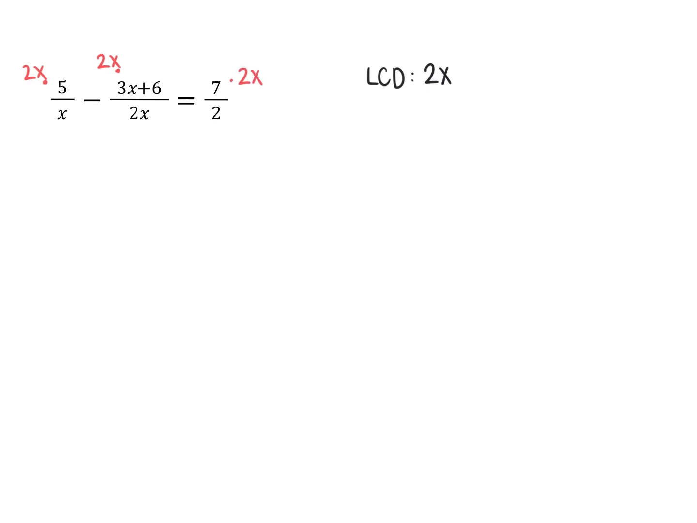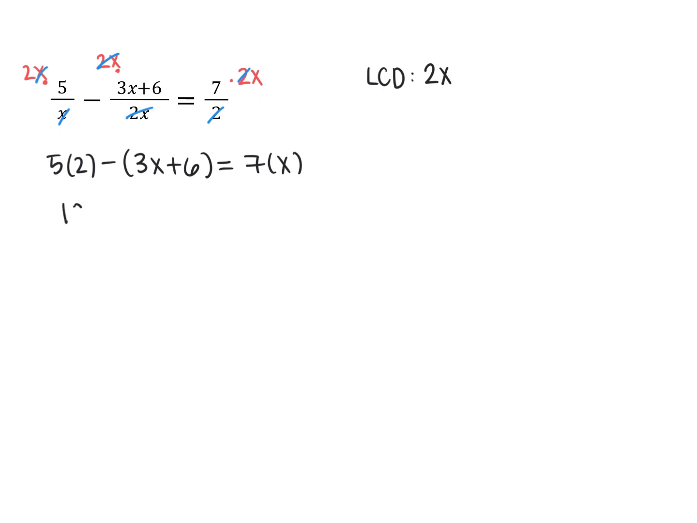And in my first fraction, the x's are going to cancel. In my second, 2x is going to cancel. And in my third, the 2's are going to cancel. So I have 5 times 2 minus the entirety of what remains, 3x plus 6, equals 7 times x.